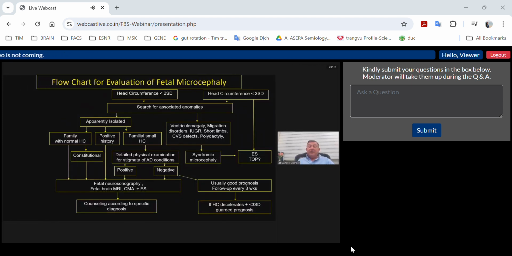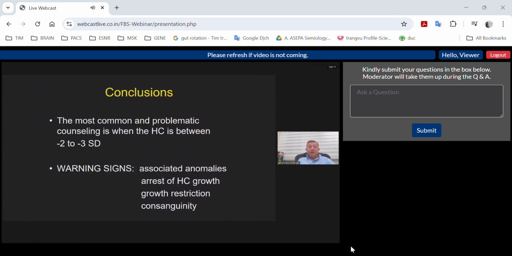So this is currently our protocol of study, and again, it's very important to understand that the use of exome has become more and more common.